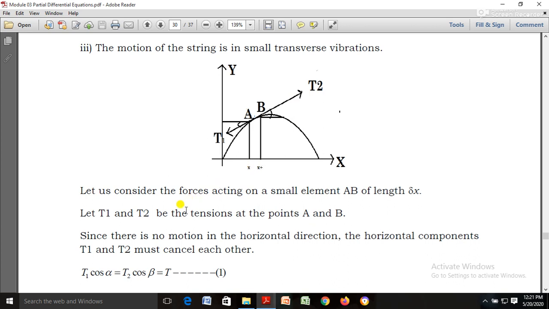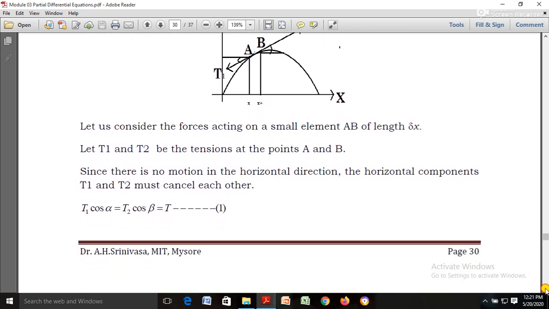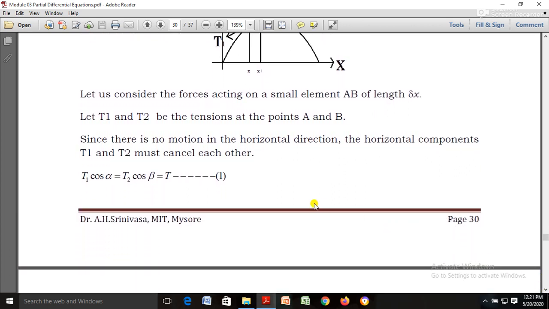Let us consider the forces acting on a small element AB of length delta x. Let T1 and T2 be the tensions at the points A and B. Since there is no motion in the horizontal direction, the horizontal components of T1 and T2 must cancel each other. Therefore T1 cos alpha is equal to T2 cos beta is equal to T. This is equation number 1.